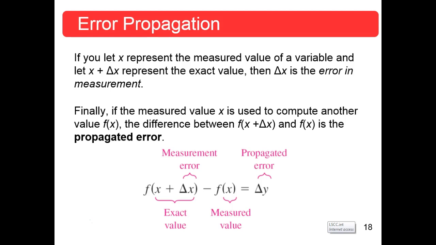If you let x represent the measured value of the variable and x plus delta x represent the exact value, then the delta x is the error in the measurement. Okay? And guess what? You can't really measure anything without having some error. Number one, your measuring device. It may not be precise. It may be close, awfully close. And then, how you measure it, are you measuring it correctly? Have you got a little bit of parallax when you look at that? There can be lots of places where you can have measurement error.